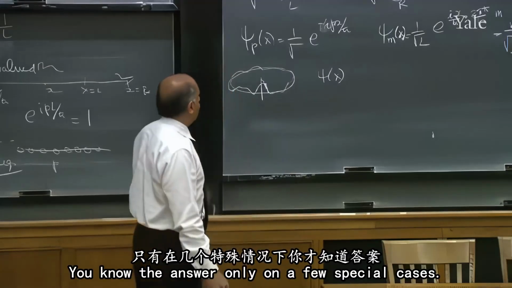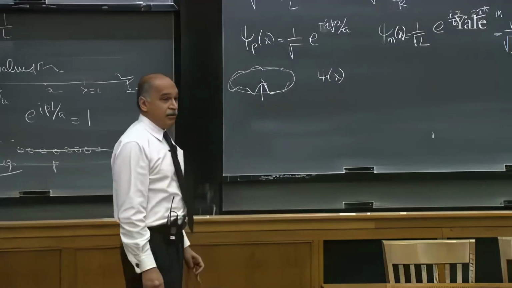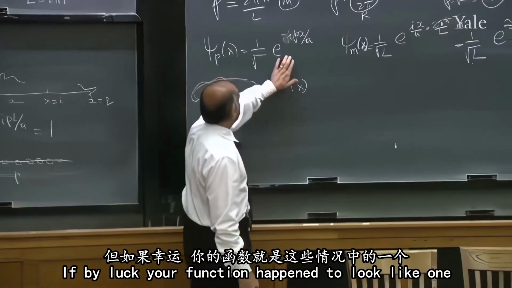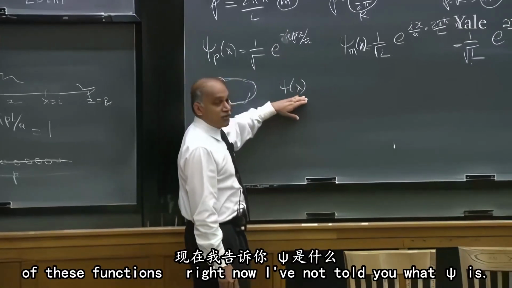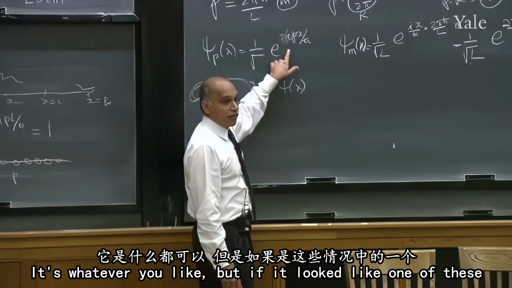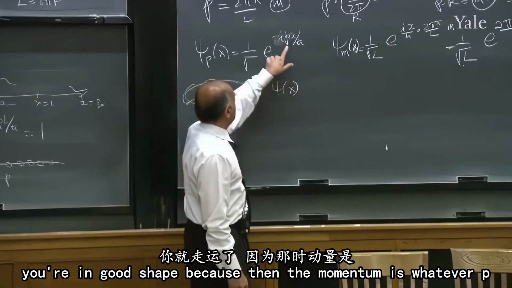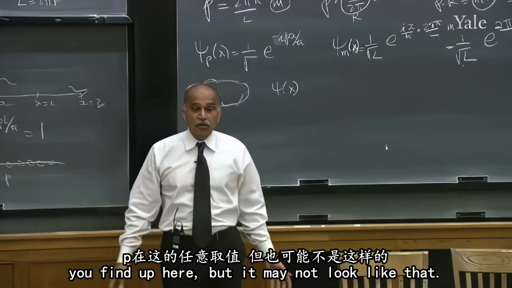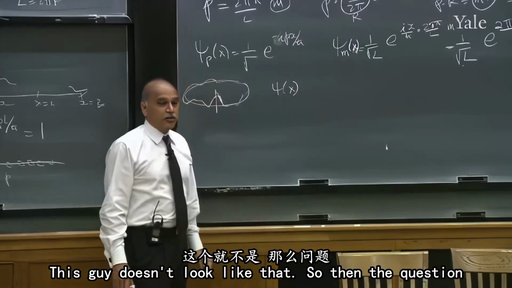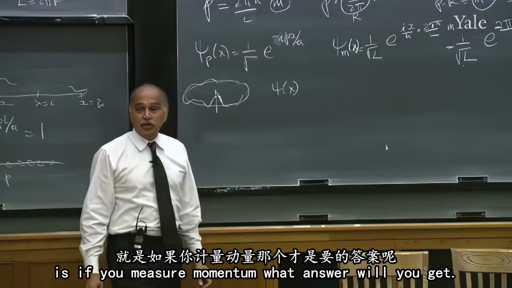You know the answer only in a few special cases. If by luck your function happened to look like one of these functions. Right now I've not told you what psi is, it's whatever you like. But if it looked like one of these, you're in good shape, because then the momentum is whatever p you find up here. But it may not look like that. This guy doesn't look like that. So then the question is, if you measure momentum, what answer will you get?